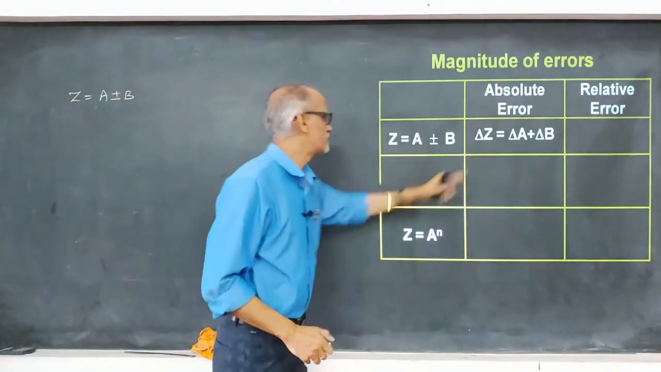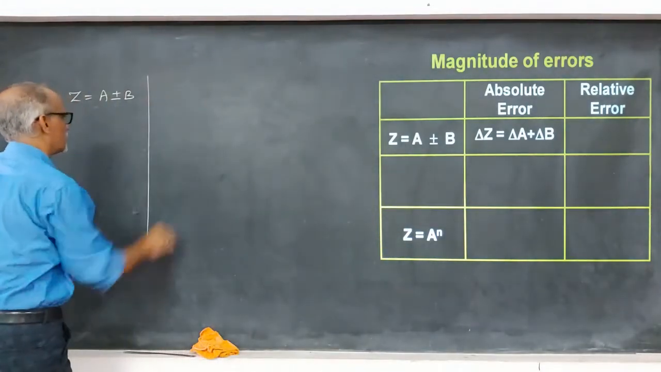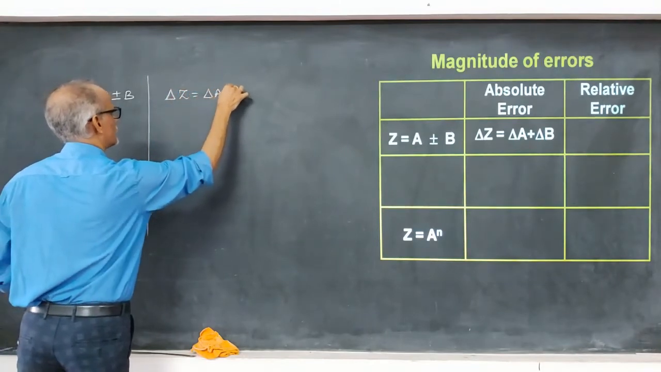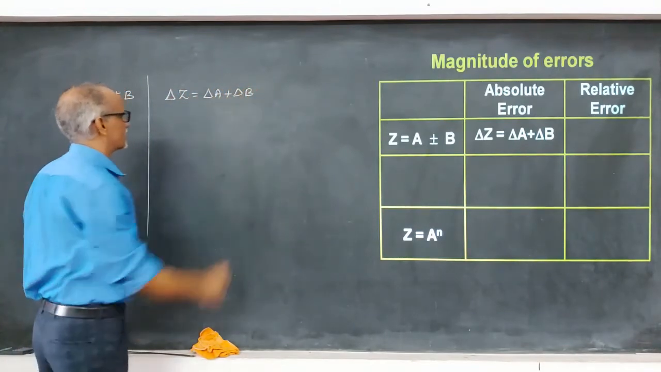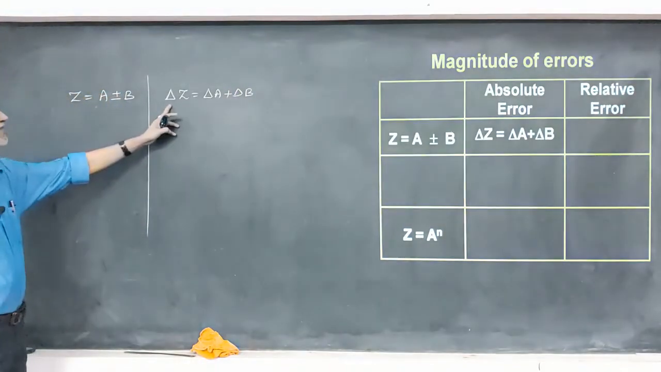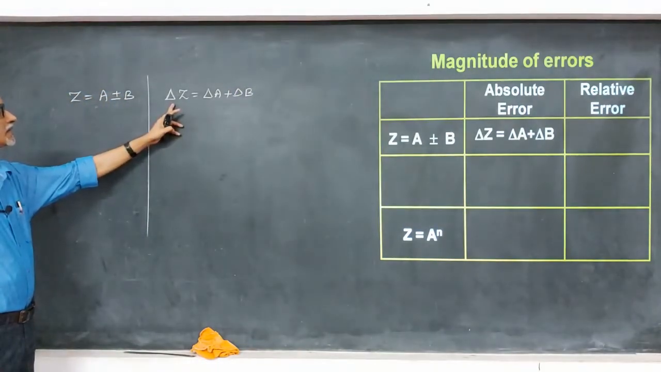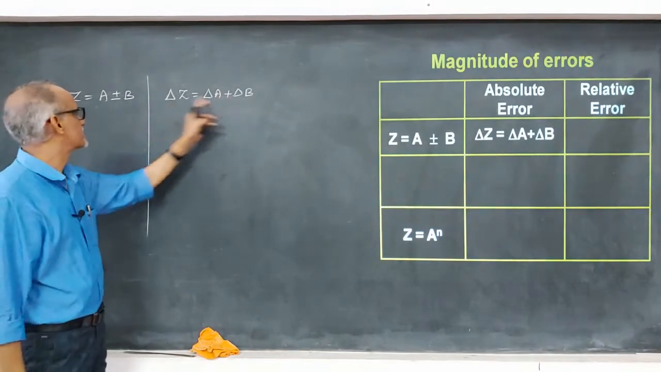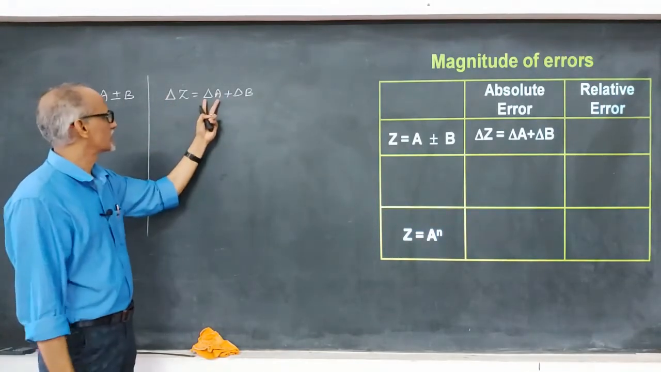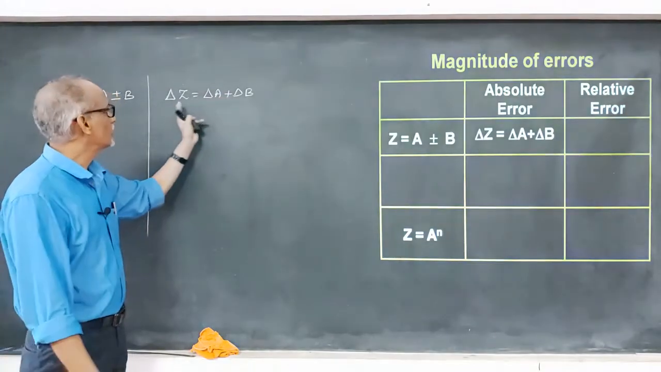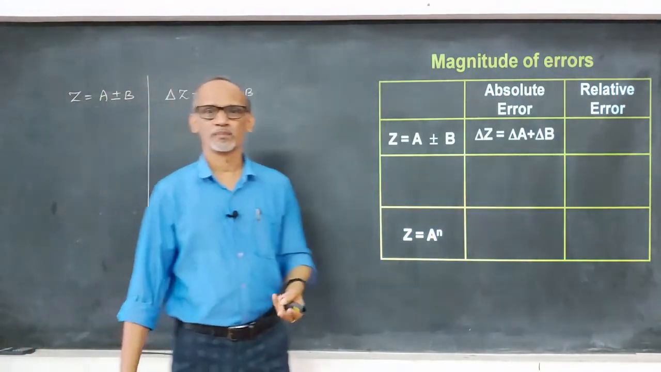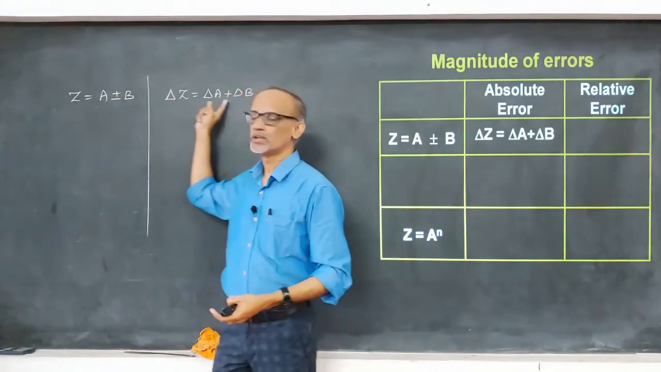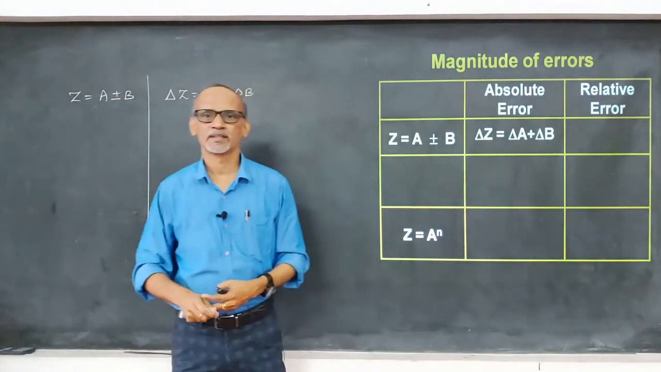Then the absolute error is always given by the sum of the absolute errors of the individual quantities. The absolute error delta Z is equal to the sum of the absolute errors of the individual quantities, delta A plus delta B. This equation is valid for both addition as well as subtraction. Even while subtracting, you have to add their absolute errors.